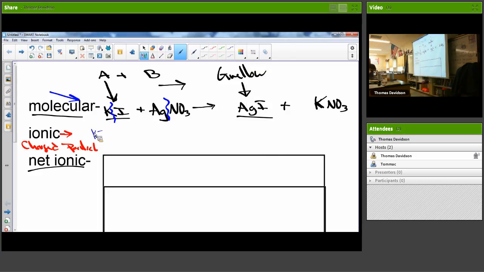So we have K plus I minus plus Ag plus NO3 minus goes to. Now, look, the thing that makes the color is called a precipitate. From your reading, hopefully you picked up the idea that a precipitate is when two soluble things react to form an insoluble product. We'll show you these definitions here in a minute. But the precipitate in the ionic form is written together. It's not broken up anymore. That's why it was a different color.